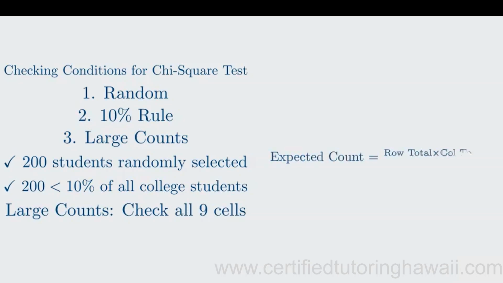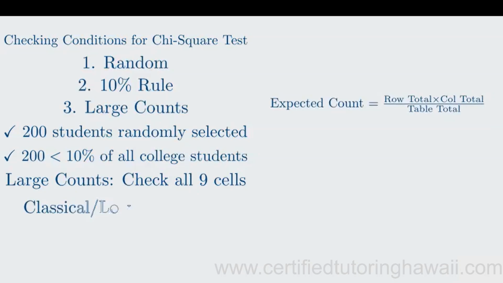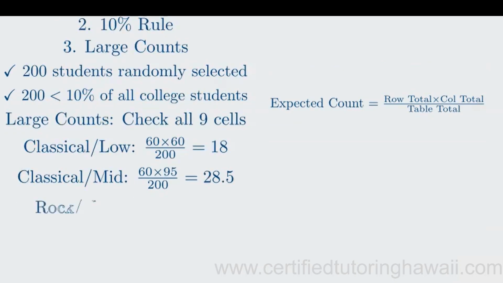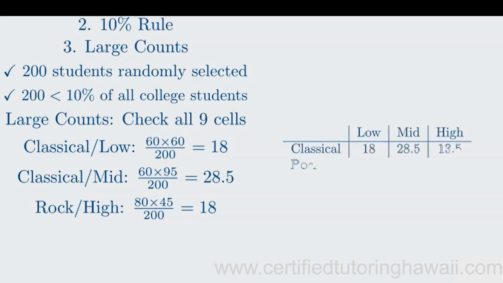The expected counts under the null hypothesis can be calculated using the formula row total times column total divided by the table total. Let's calculate a few together. For classical music and low GPA, we take the row total 60 times the column total 60 divided by 200, which equals 18. For classical music and mid GPA, we take 60 times 95 divided by 200, giving us 28.5. And for rock music and high GPA, we take the row total 80 times the column total, 45, divided by 200, which equals 18. Here is the full table of expected counts for our dataset.